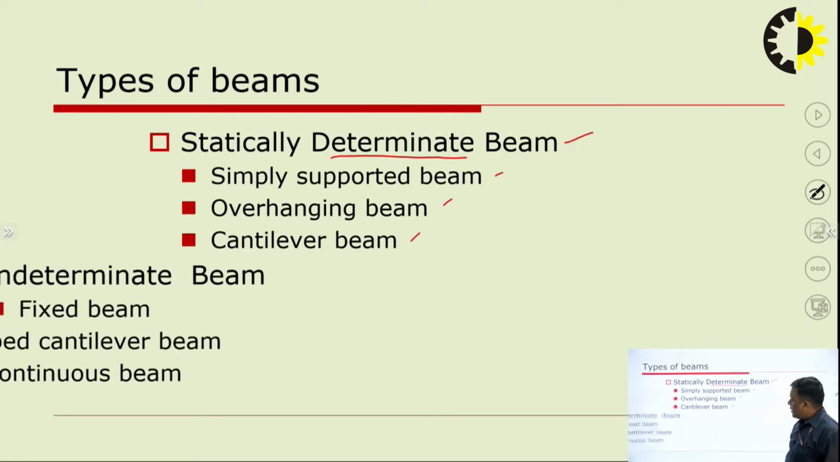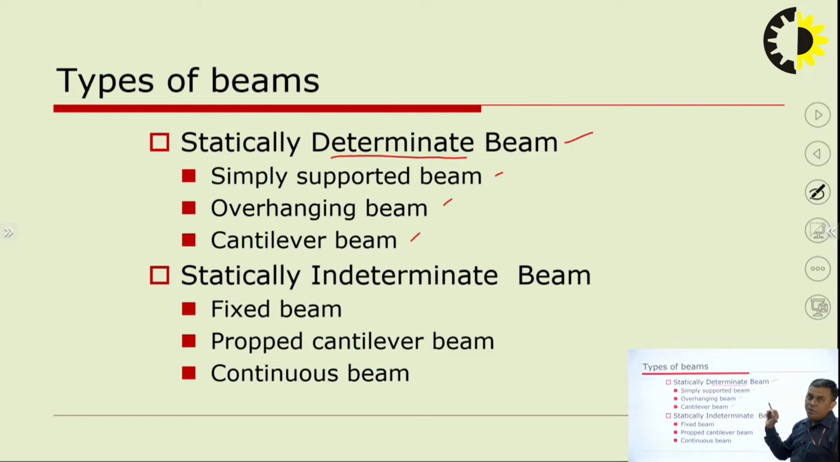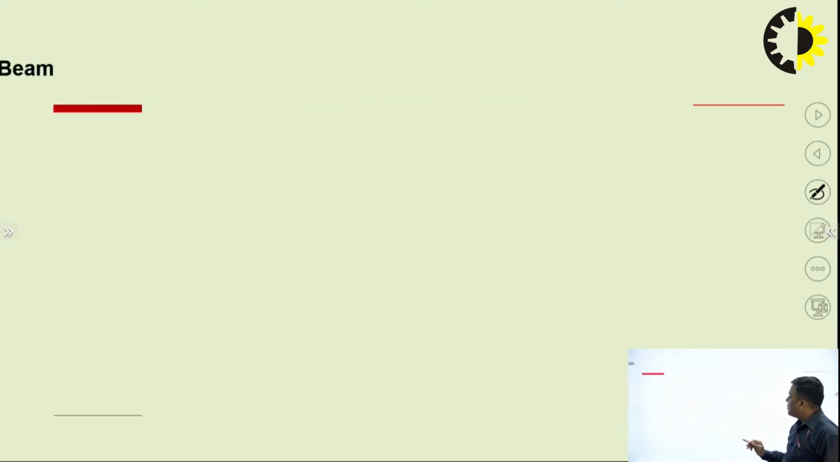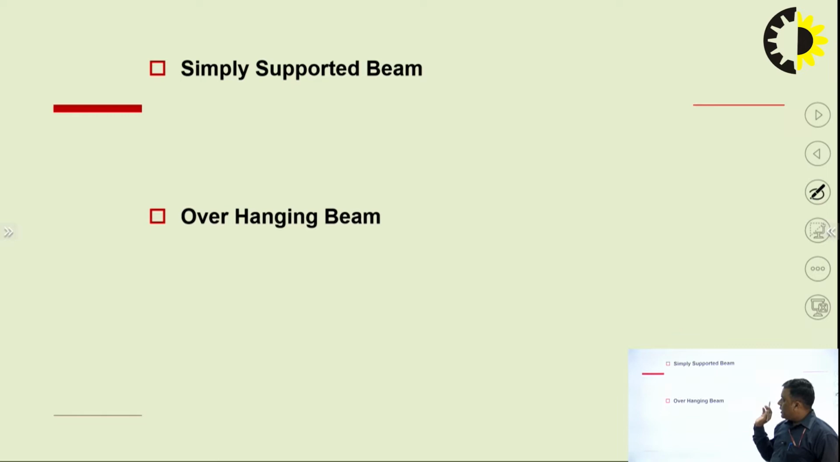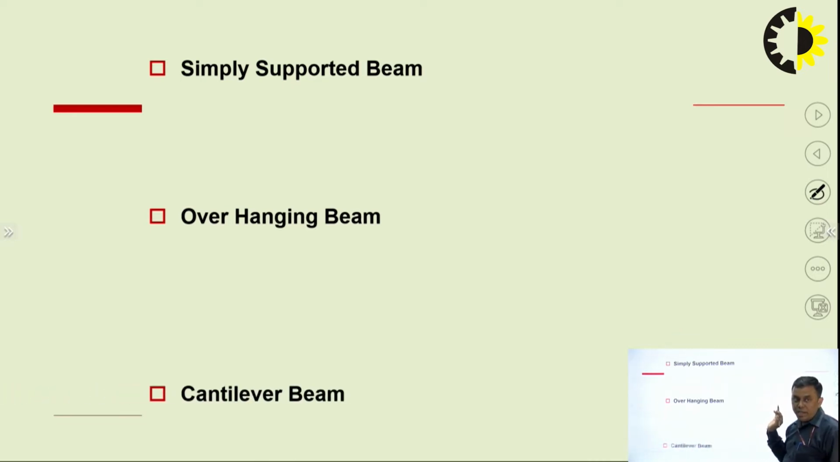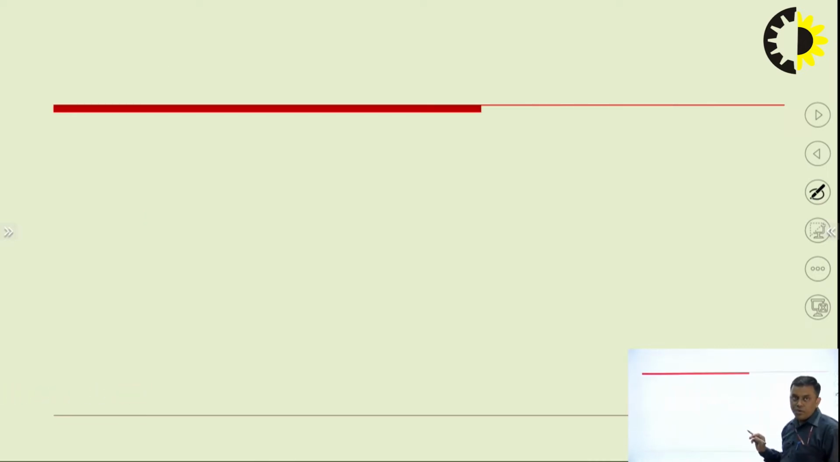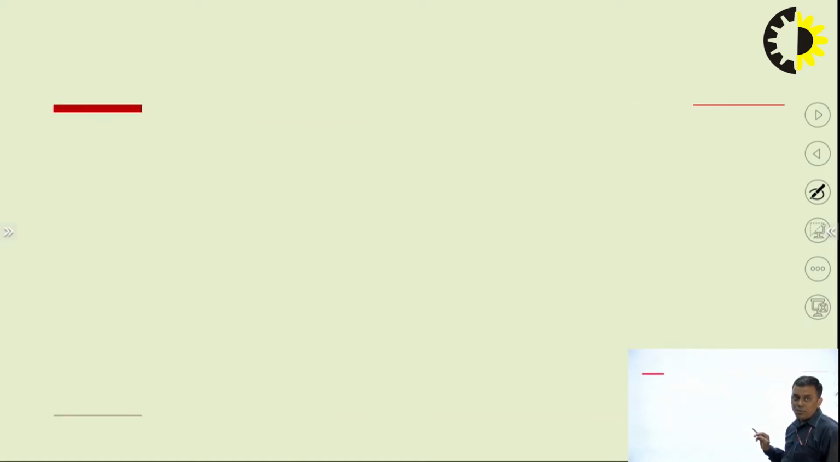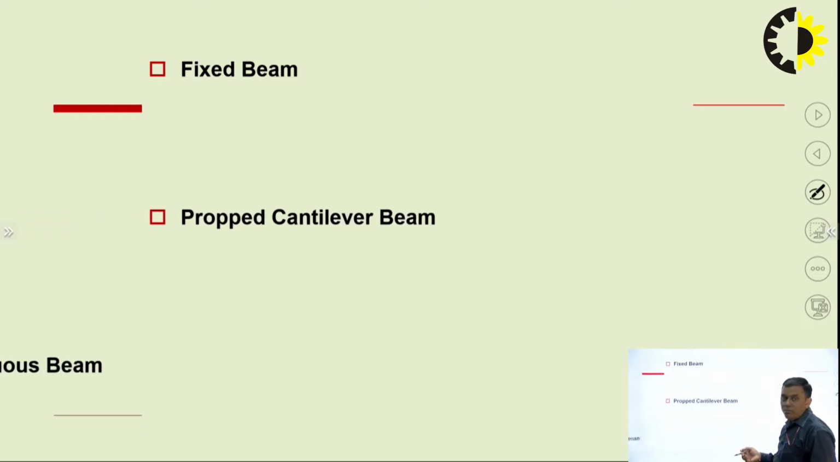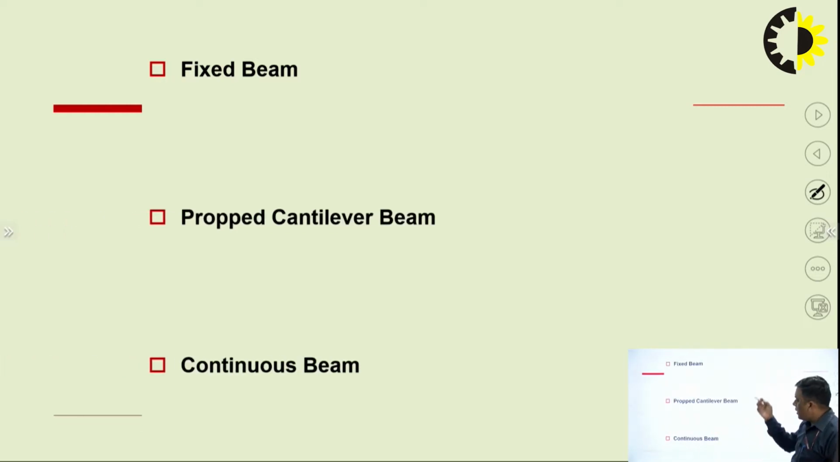Then statically indeterminate: if the number of unknown reaction forces is more than 3, then it is statically indeterminate. So, fixed beam, propped cantilever, and continuous beam. How these beams look and how to draw the free body diagram for these kinds of beams was already discussed in my previous video. Again I am saying, please go through that video if you want to know, because this can be one of the questions: how will you define the beam, what are the different types of classification, and draw the free body diagram. That was already discussed.